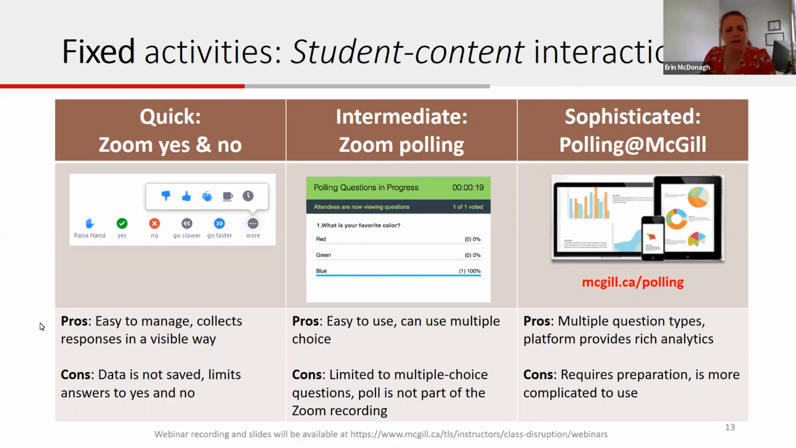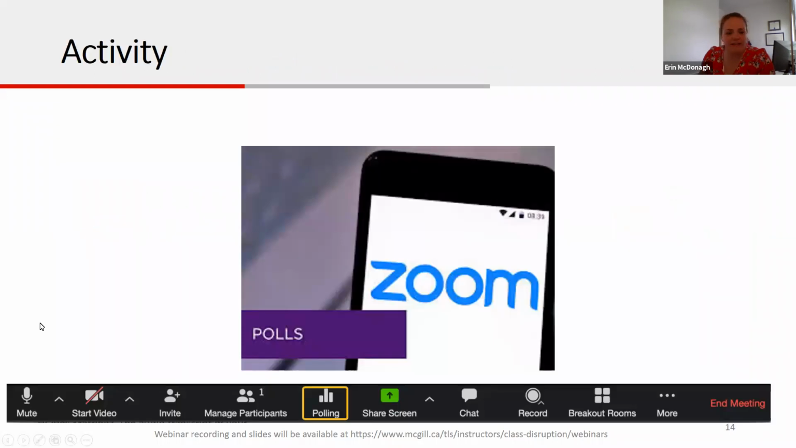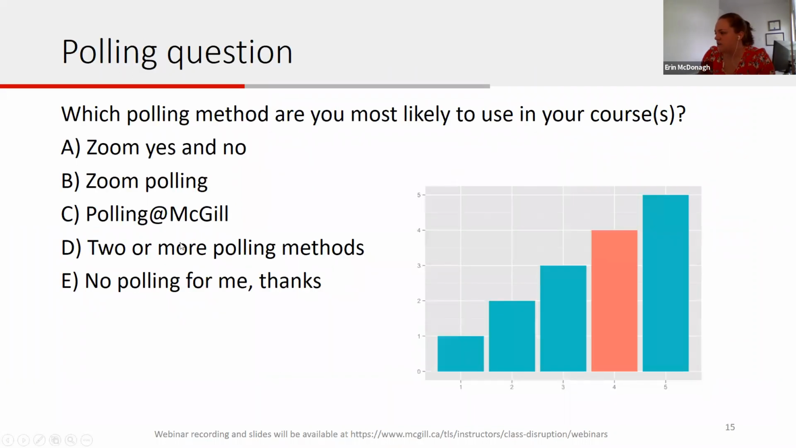So moving on, we're going to do a quick activity. I'm going to practice what I'm preaching here and administer a poll to you. So here I go to launch the poll. You should now see a poll on your screen, and I'm going to give you 30 seconds to answer. Just click on the answer of your choice. The question is, which polling method are you most likely to use in your course or courses, depending?